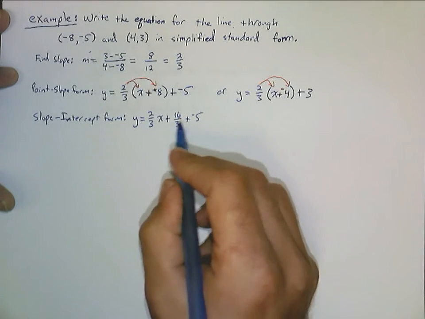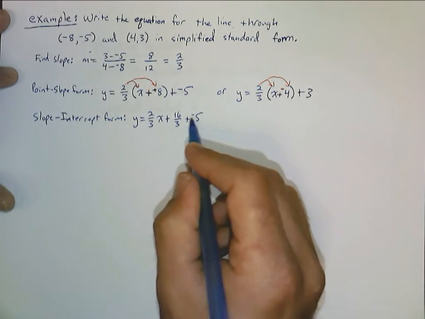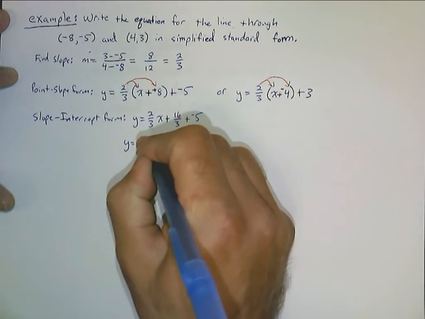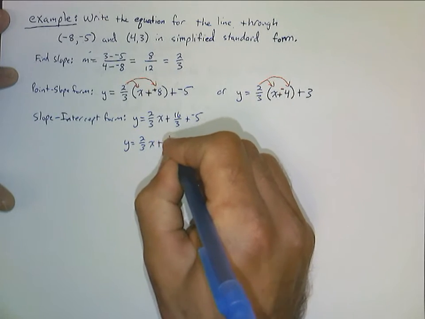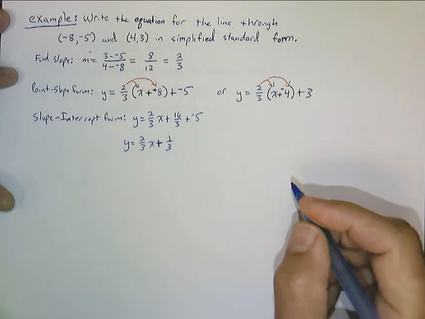And then if we simplify this just by combining these like terms, let's see here, -5 would be -15/3. So we add 16/3 plus -15/3, and we get y is equal to 2/3 x plus 1/3. And there's our slope-intercept equation.